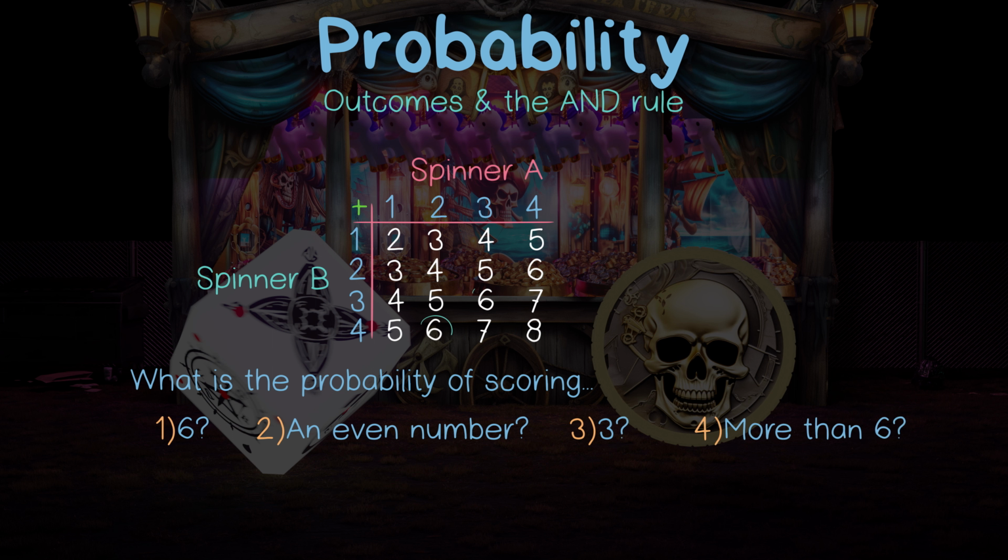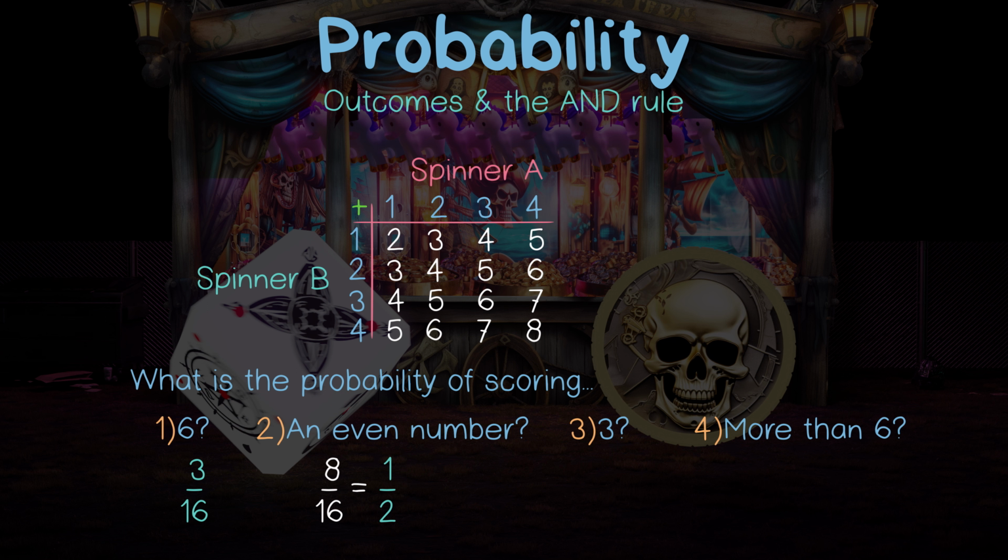We count the combinations that add up to 6. These are 2 and 4, 3 and 3, and 4 plus 2. So that gives us a probability of 3 out of 16. Okay, how about finding an even score? So again, we can look through our sample space diagram, and you can see that there's 8 even numbers, which gives us 8 out of 16, which is 0.5 or 50% as our chance.